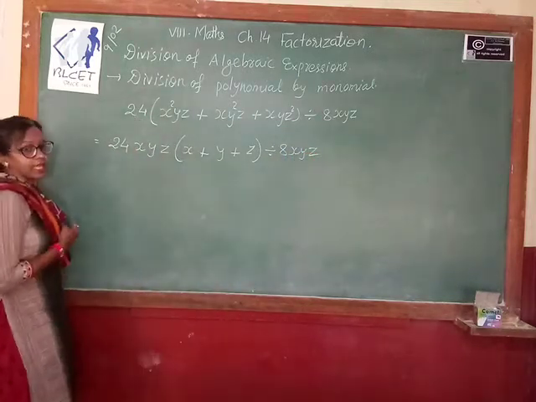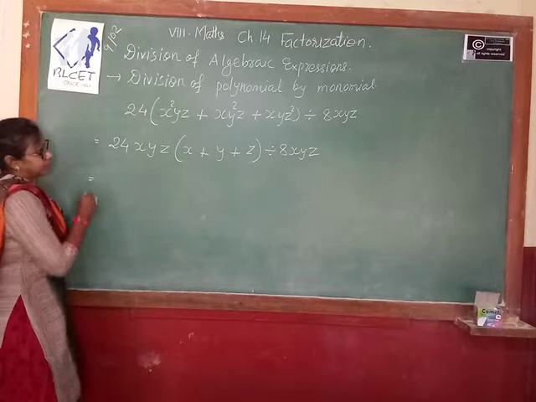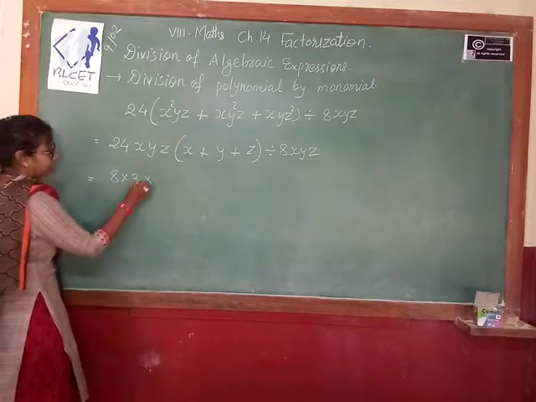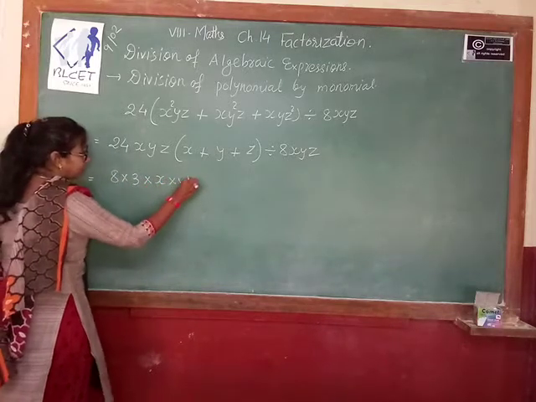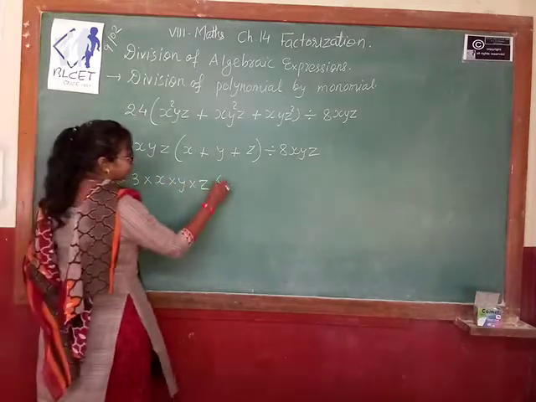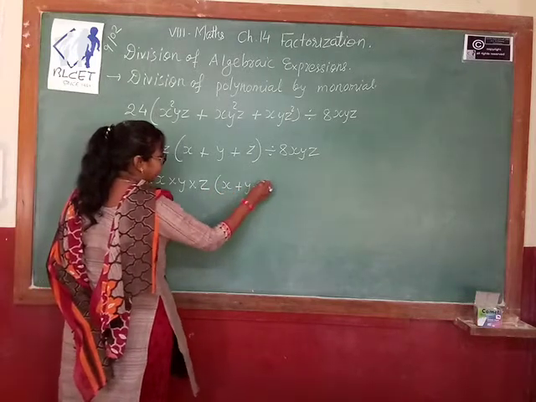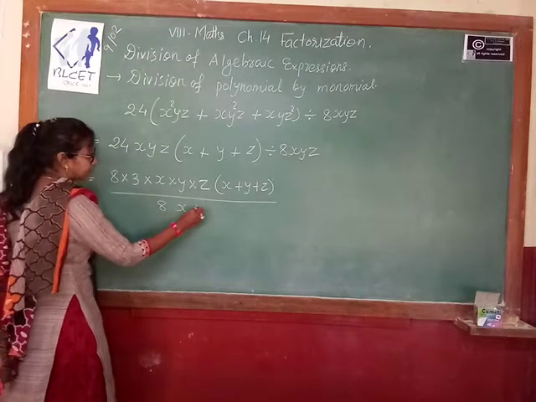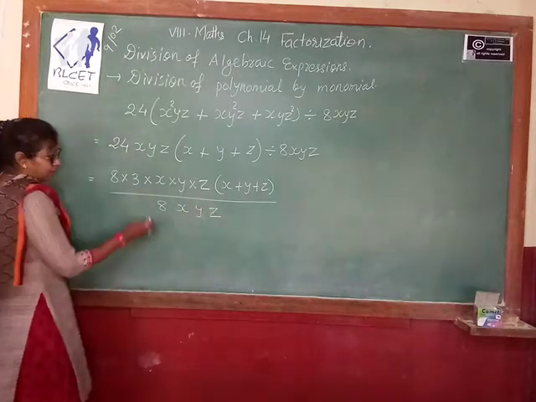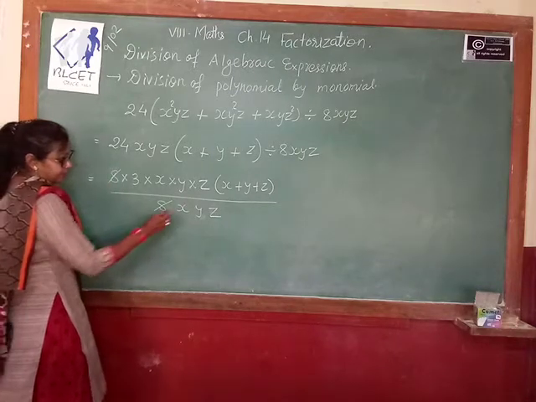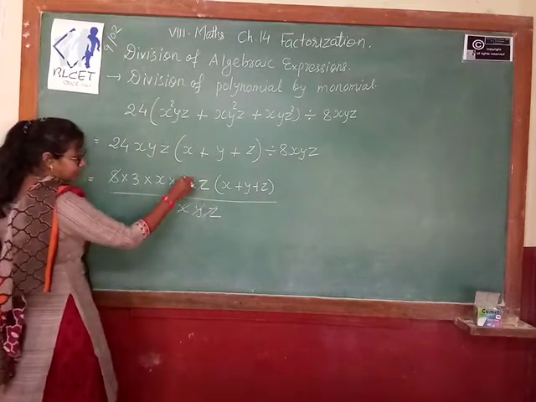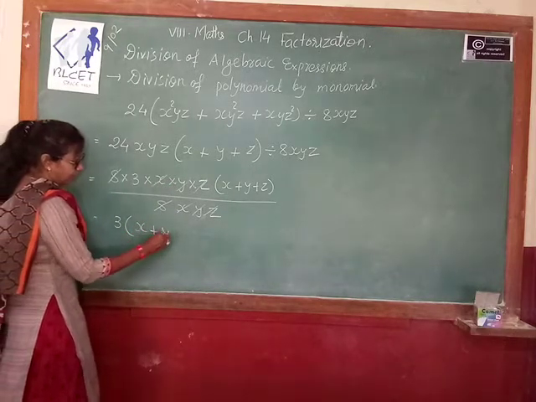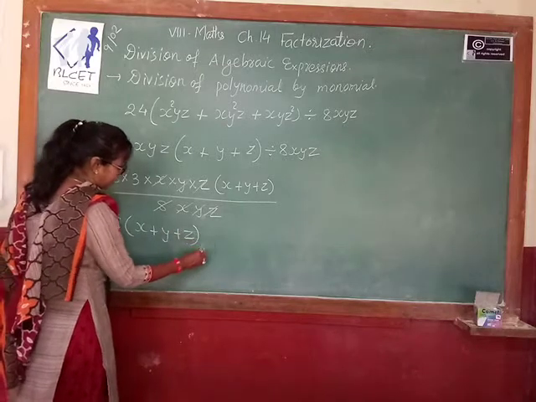Now individually we can separate the terms. So what can we do? 24 means 8 into 3 into x into y into z. These are the factors, x plus y plus z, whole divided by 8xyz. Okay, so 8 is directly cancelled. xyz is also cancelled. So what is left? 3(x plus y plus z). So this is your answer.